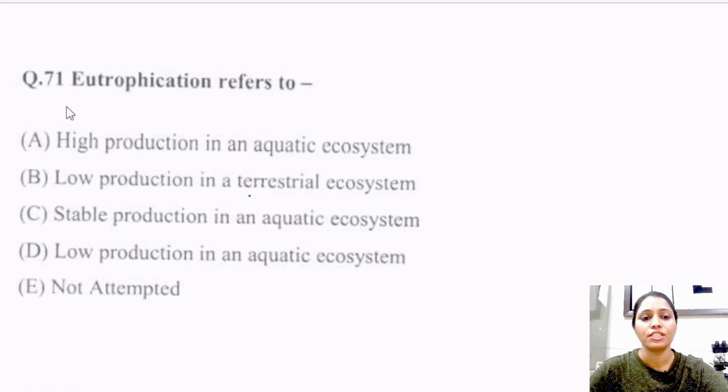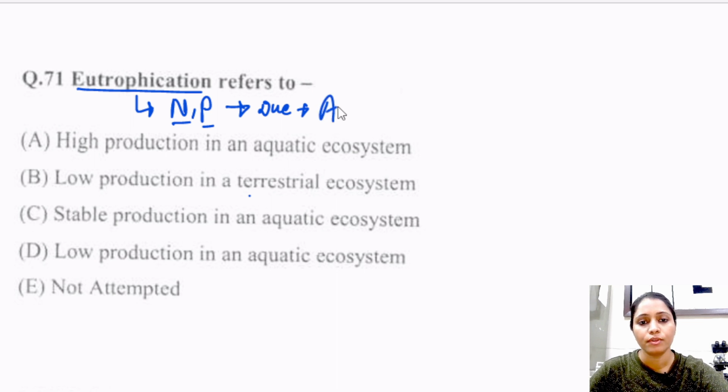Let's explore it. First question is eutrophication refers to. So eutrophication is the process in which nutrients are increased in the water body, especially nitrates and phosphates, which is due to agricultural runoff and sewage discharge. So agricultural waste and sewage discharge lead to the eutrophication or high production of nutrients in the water body and water ecosystem.